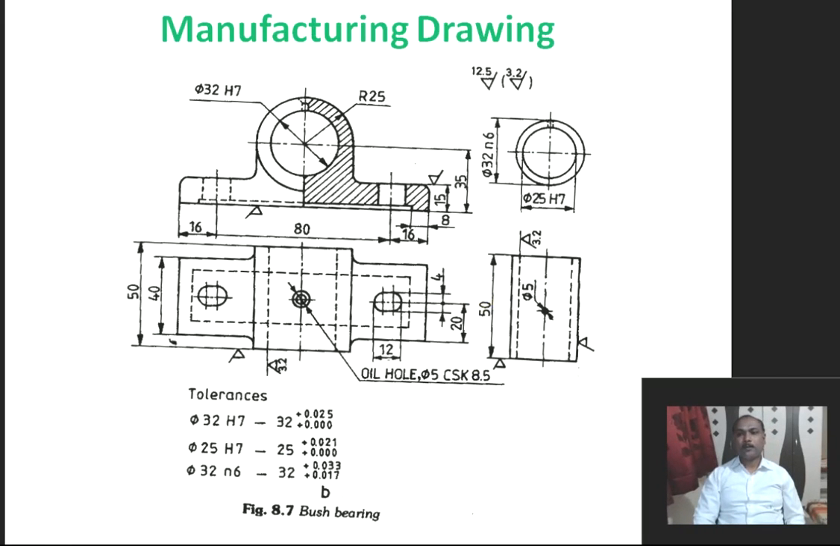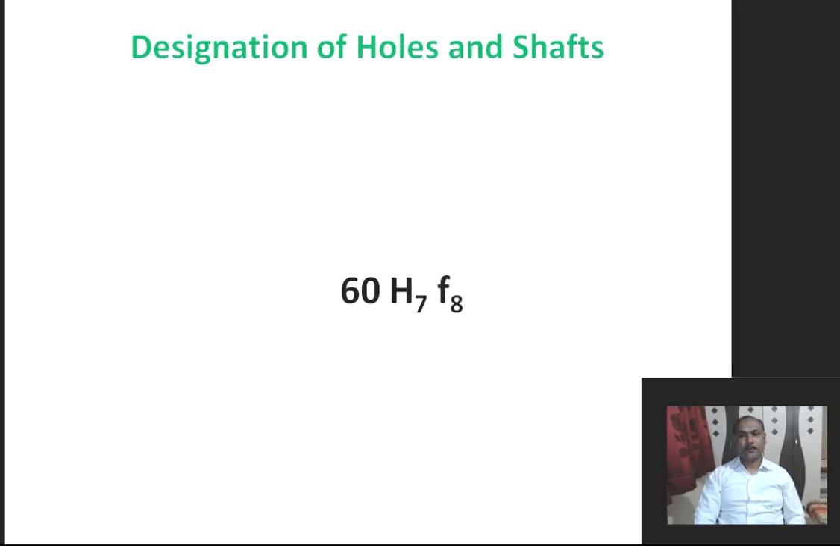Now one more thing that is very interesting and important, and that we are going to see in the next class: when you are drawing manufacturing drawings, we use symbols like 32S7 or 25S7 or 32N6. All these symbols are derived from the system of limits and fits. What is the meaning of these symbols and how to interpret them, we are going to see in the next class.